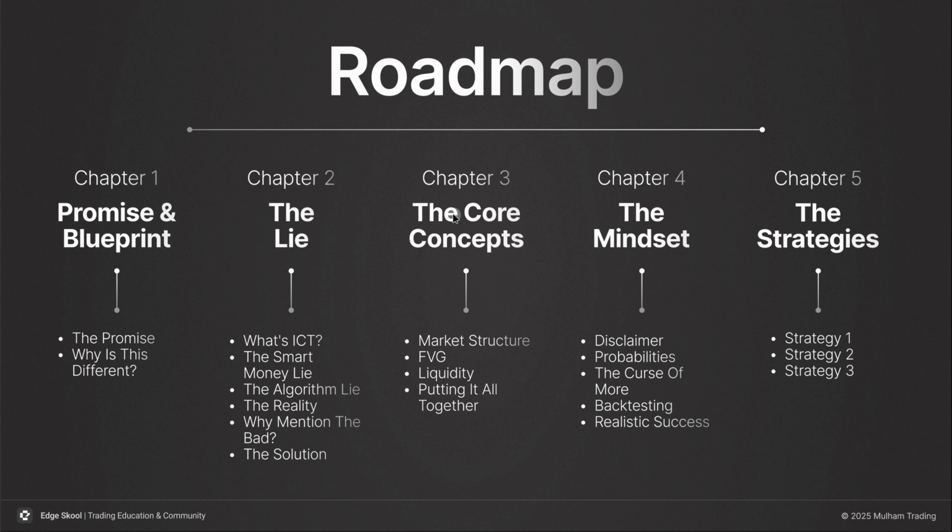And then we're going to go over the core concepts, the concepts that I actually think matter when it comes to ICT: market structure, fair value gap, liquidity, and we're going to put all these together. Chapter 4 is the mindset, because we need to take care of the mindset. There's going to be a disclaimer talking about probabilities, the curse of more, backtesting, and setting realistic success. And the last chapter is where we put everything together.